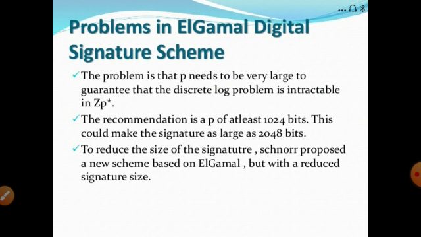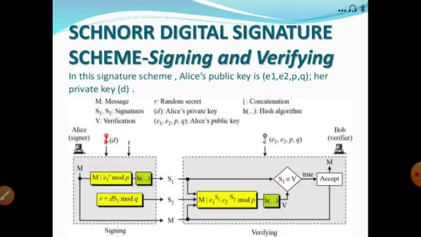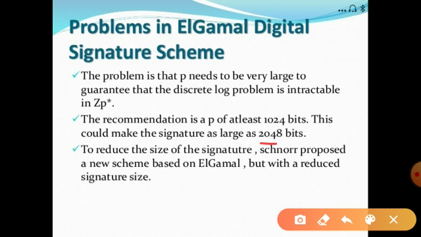So what are the problems in the ElGamal signature? The problem is that p needs to be very large to guarantee that the discrete log problem is intractable in Zp. So we have to choose a very large prime number as the p value. The recommendation is that p is at least 1024 bits. If you take 1024 bits, our signature size is going to increase, and that could make the signature as long as 2048 bits.